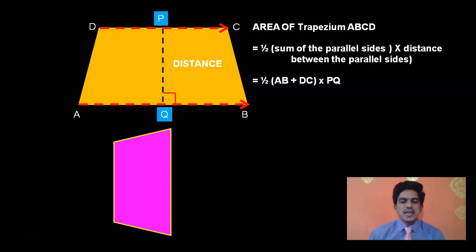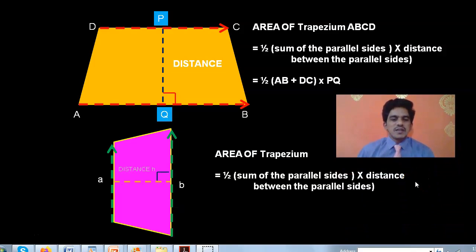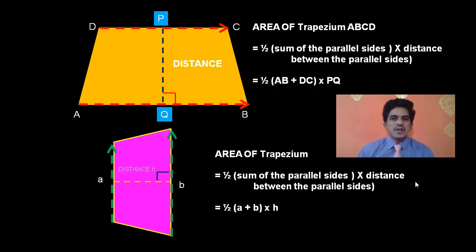Let us take one more case. Here, I have taken another trapezium. The two parallel sides are indicated by small letters: a and b are the two parallel sides, and the distance between a and b is taken as h. If we apply the same formula, the area is, yes, exactly, half (a plus b) into h. In most cases, we write this formula as 1/2 h (a plus b), where h is the distance between the two parallel sides and a and b are the parallel side lengths. Whenever you have to calculate the area of a trapezium, this is what we have to do.